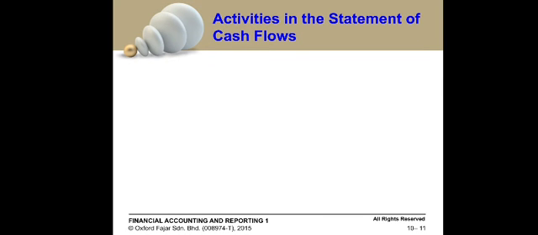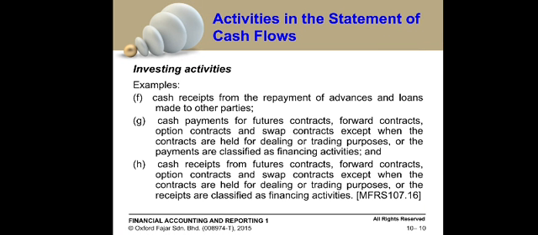So we can see that the cash transactions related to investing activities can be seen in the balance sheet of a company, because these activities can affect the assets and liabilities. Can affect the assets.